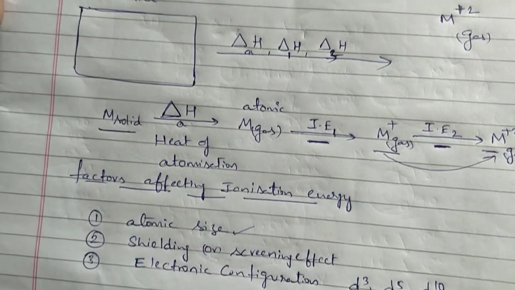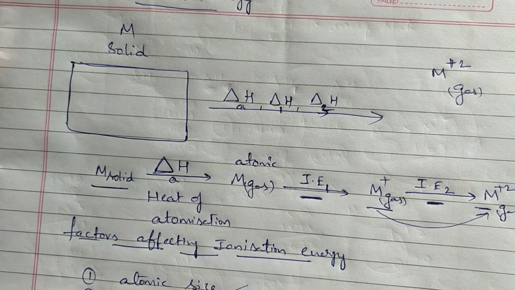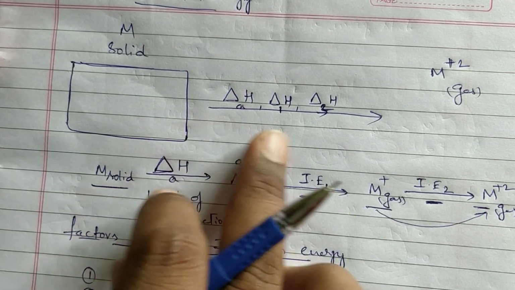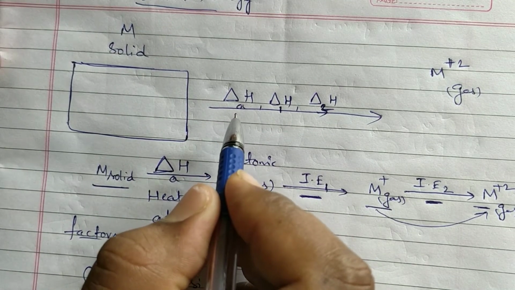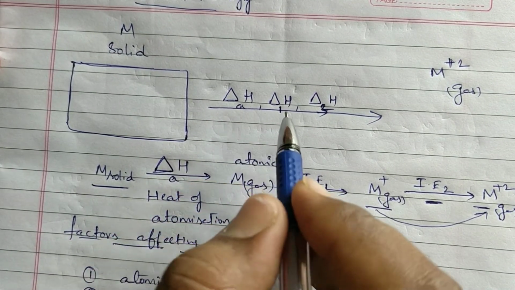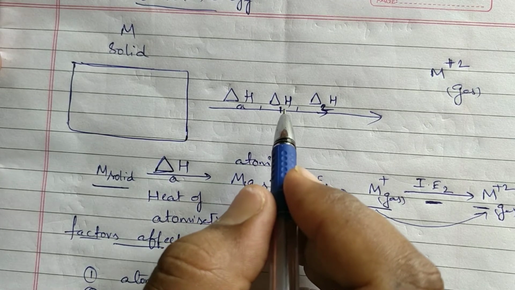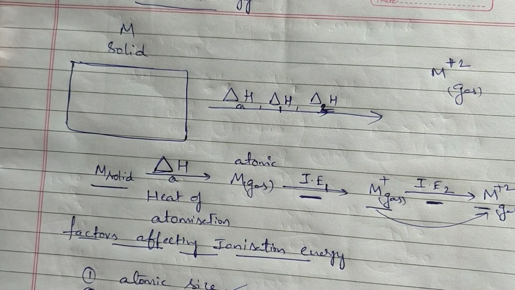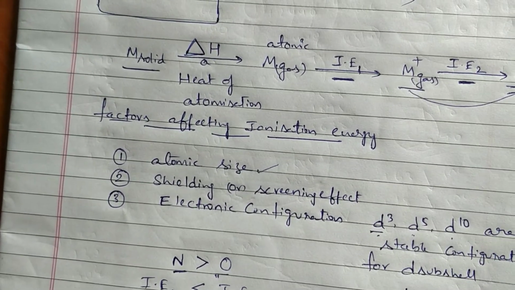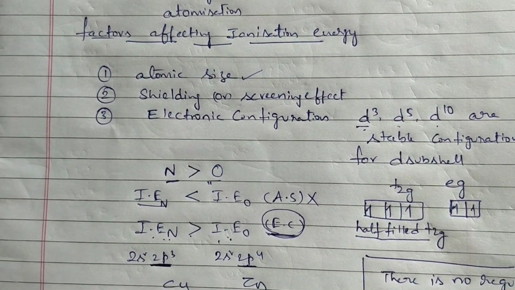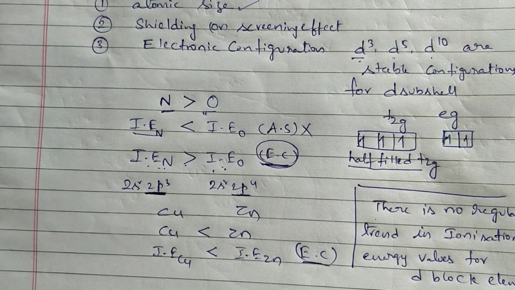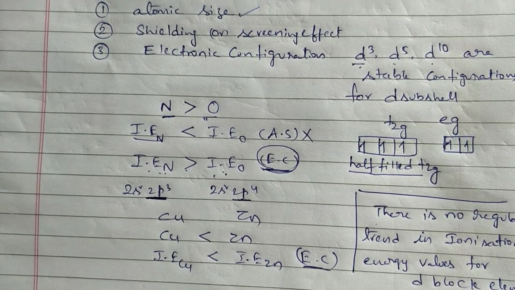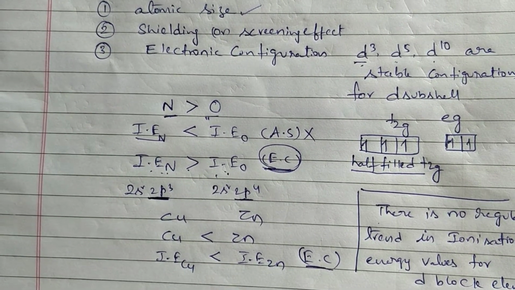If a neutral atom is going to be converted from solid state to M+2 gas, these many energies are required. This delta H A is called enthalpy of atomization. This is called first ionization energy, and this is called second ionization energy. Like that, I gave an introduction about ionization energy, factors affecting ionization energy, and depending on the factors, how we are going to explain the ionization energy values of d block elements also we have seen.